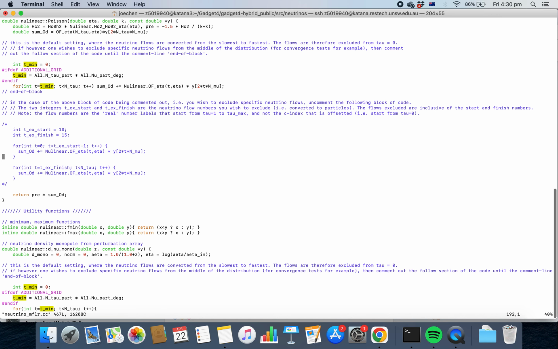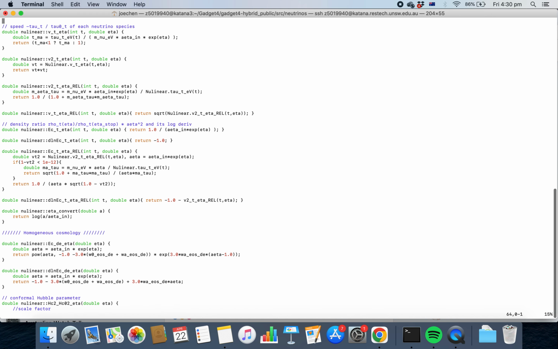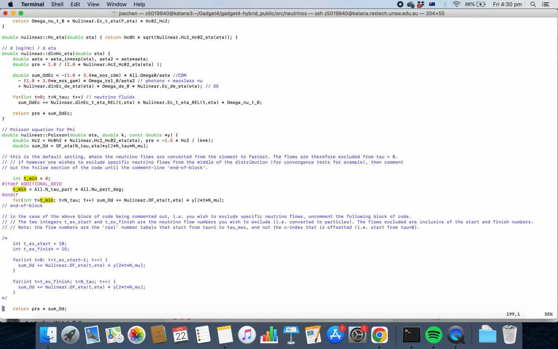The point of this is that when you run Neutrino multi-fluid linear response, it includes all of the neutrino flows in the decomposition in calculations such as the Poisson equation and the neutrino density monopole computation. But once you start converting neutrino flows into particle representation in the n-body simulation, then you don't want to double count them again in the neutrino linear response module. So you have to exclude these streams from certain places.